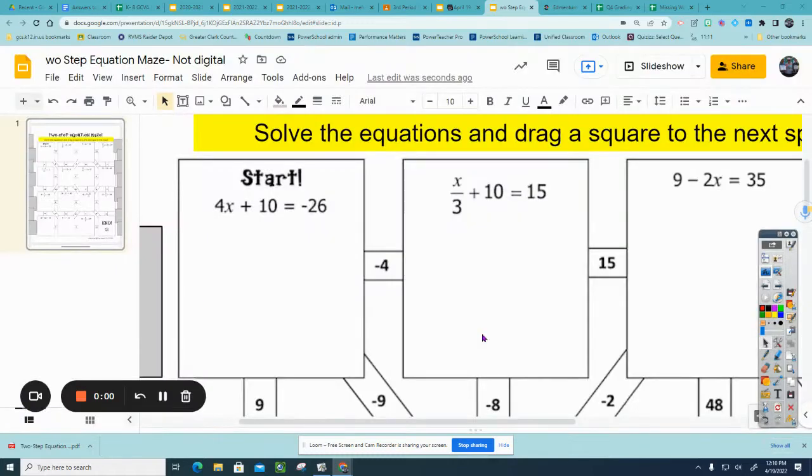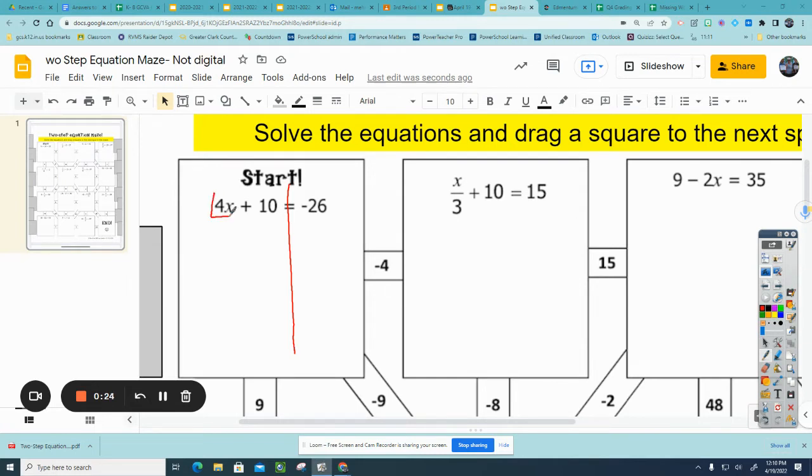I'm going to show you a different way to write them to help you keep track of what you have done and what you have not done. Remember that we are working on the maze. So first thing I'm going to do is try to remember what I do to one side, I do to the other. Okay, so there's different ways to write this. I've done it several different ways.